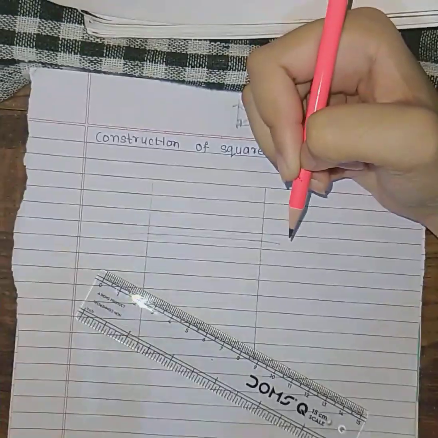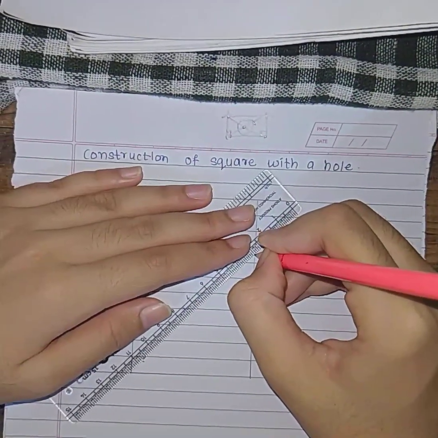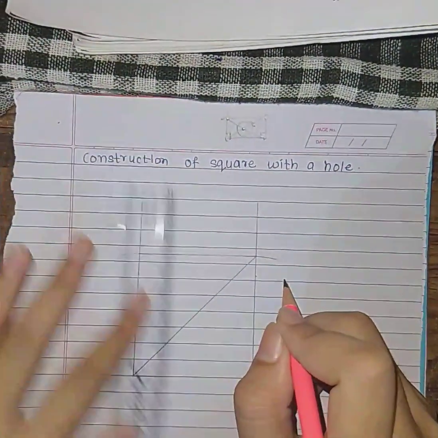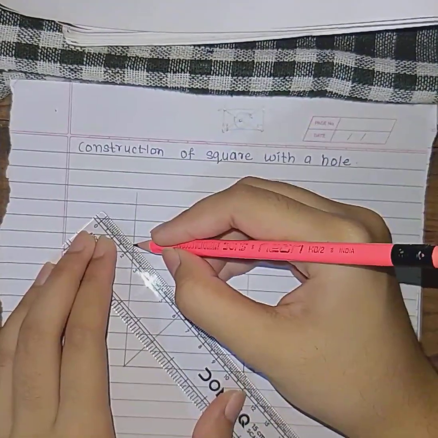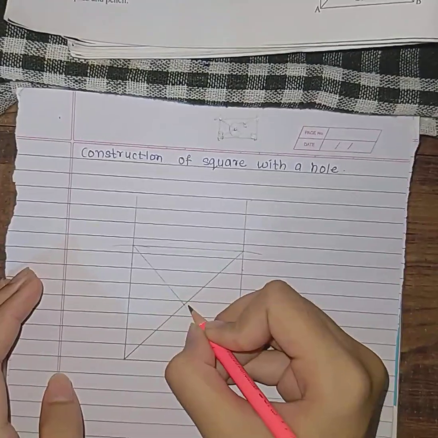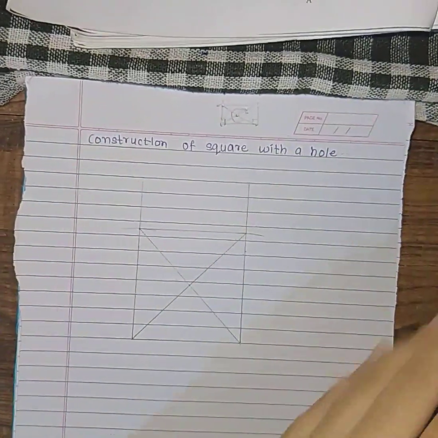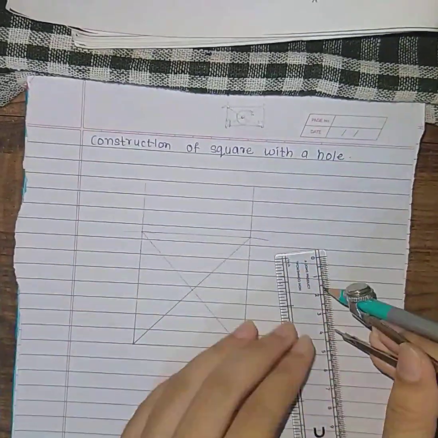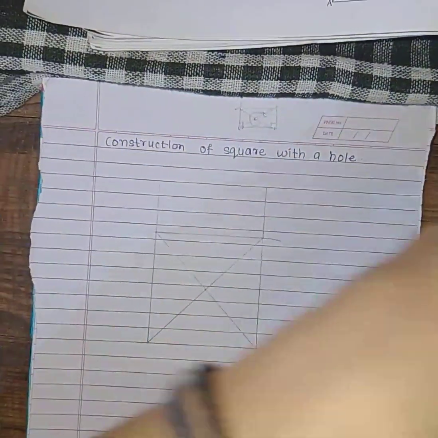Join both the points. So our square is ready. Now join this point and this point. Same over here. Now mark the center properly, a small point, and then take any radius. I would take something around maybe 2.5. Yes, 2.5.